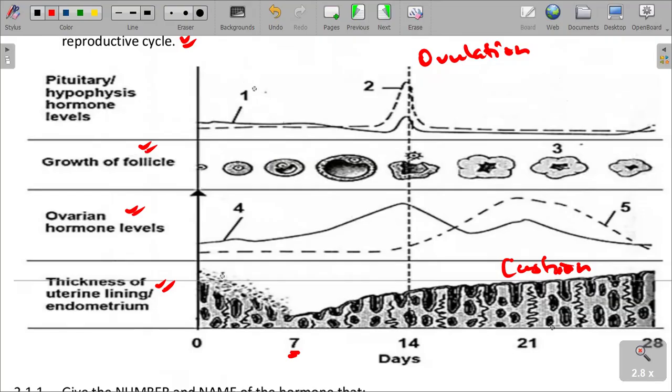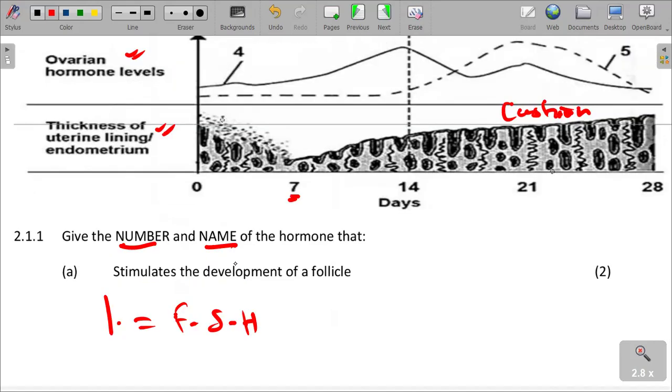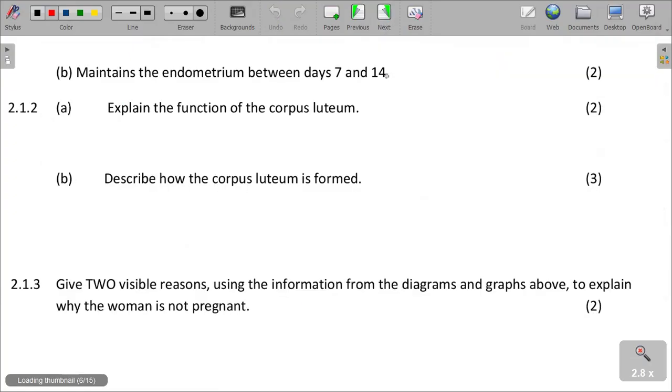So follicle stimulating hormone, FSH, which is 1 because it is high. Therefore, the more it is, the more follicles are growing. So it is 1, which is representing follicle stimulating hormone. Please take note that with a question like this, you sometimes make mistakes. There are 2 parts, the number and name. So please don't make the mistake of only giving one answer and then lose 1 mark unnecessarily.